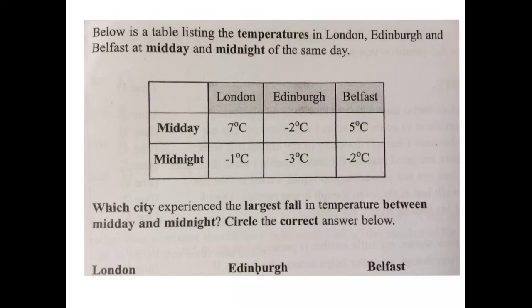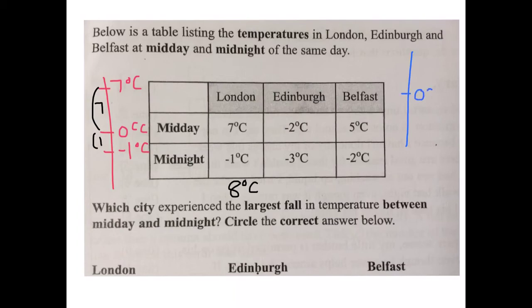Okay, well let's do London in red. So London's temperature at midday was 7 degrees and at midnight it was minus 1. So that has dropped down 7 and then another 1, meaning the drop has been 8 degrees. Let's look at Edinburgh in blue. So Edinburgh at midday was minus 2 and at midnight was minus 3. So it has dropped just 1 degree.